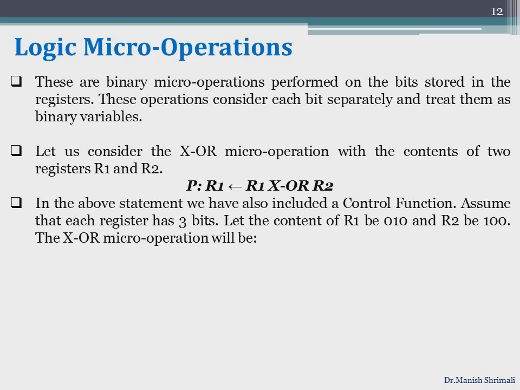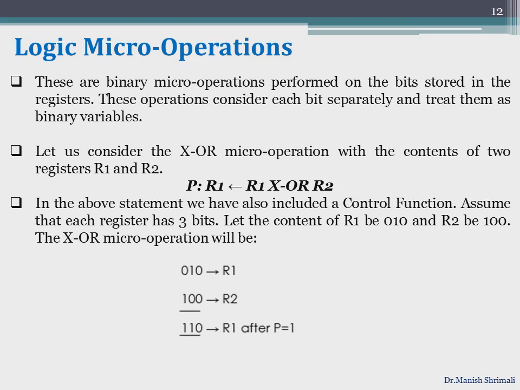Then you can see that, let us consider the exclusive OR micro operation with the contents of two registers R1 and R2, where we have shown that there is P colon and the contents of R1 are getting replaced by taking the exclusive OR of R1 and R2. As shown in the above statement, we also have included a control function.